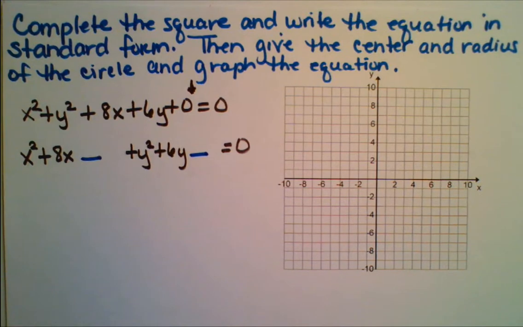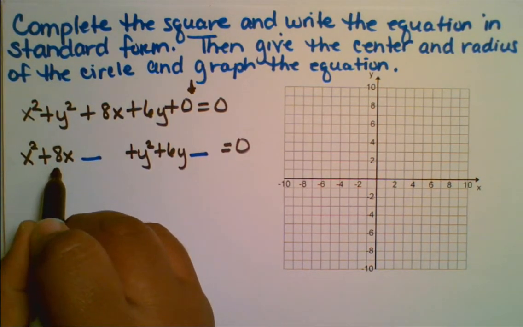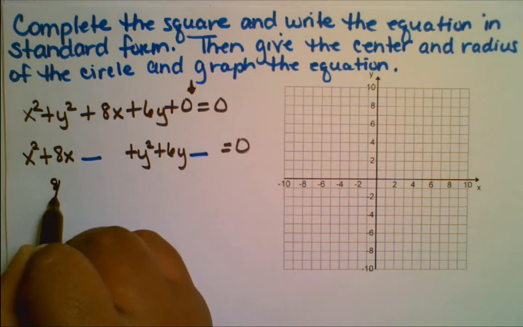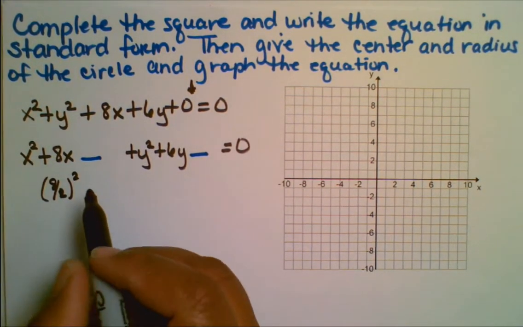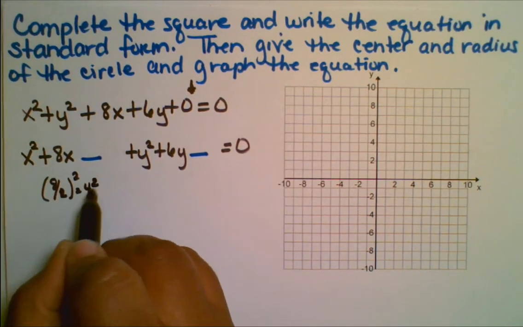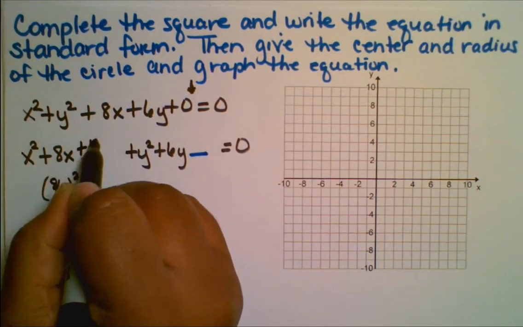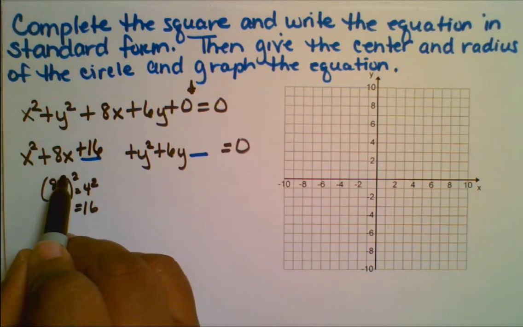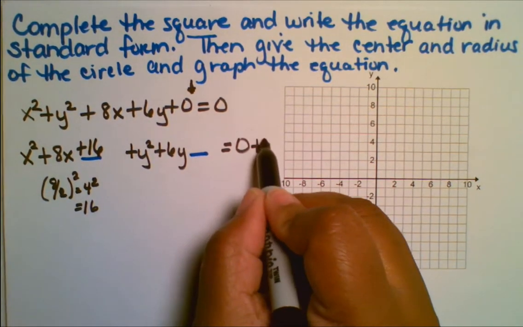Now we're going to complete the square for our x terms and our y terms. For our x terms, we're taking half of the middle term. The middle term here is 8, so half of 8 is 4, and we square it. That gives us 4 squared, which is 16. So we're going to add 16 to the x terms, but as we do that, think of an equation: what you do on one side, you have to do on the other. We're going to add 16 here too.